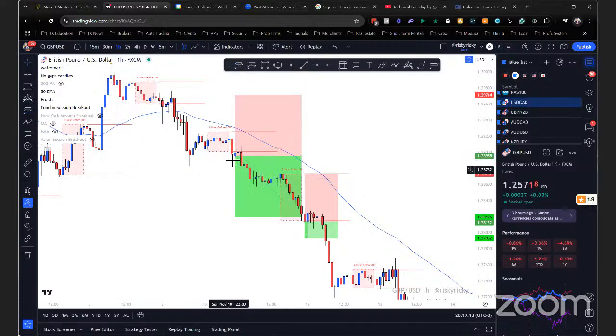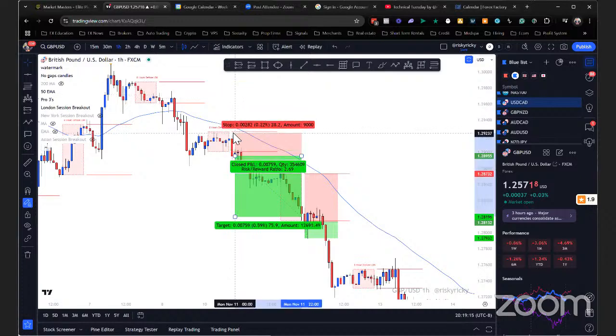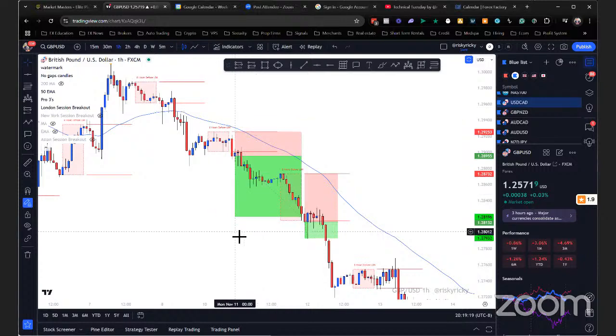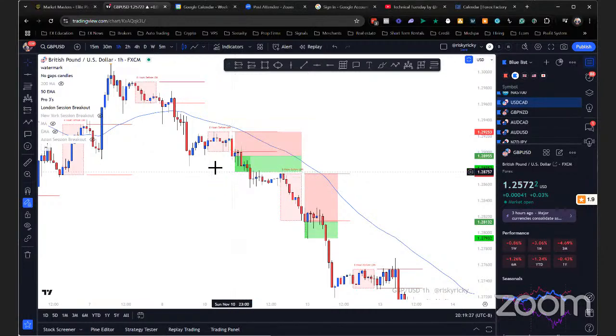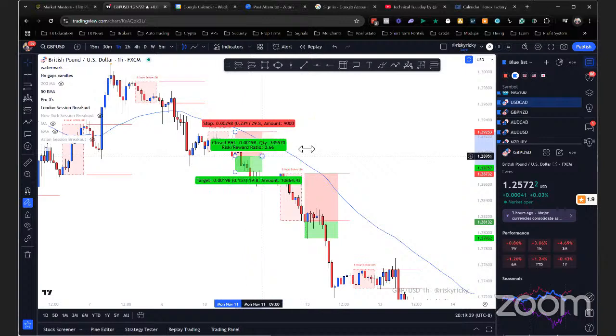Okay, so here it closed there. Stops would be above here, which is a tighter stop, and then take profit would be 20 pips. I'm just going to go here, and 20 pips is somewhere about there. So we can clearly see the hit.